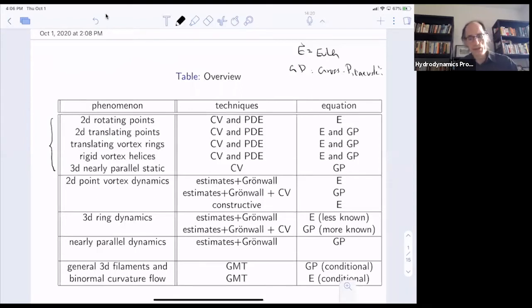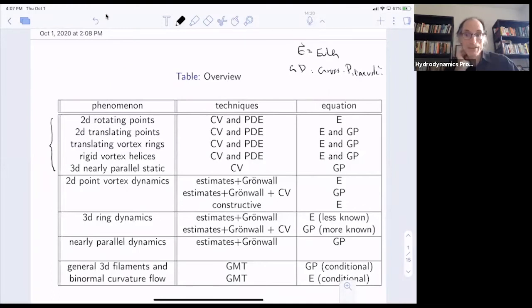In general, CV is calculus of variations, PDE is PDE. Generally speaking, there are two kinds of techniques one can use to do this. One is what we've seen: recast the problem as a variational problem, and then study minimizers and show that they indeed yield a solution of the equation in question, Euler or Gross-Pitaevskii. And the other are more PDE techniques. We'll see what this means in practice when we look at an example in detail.